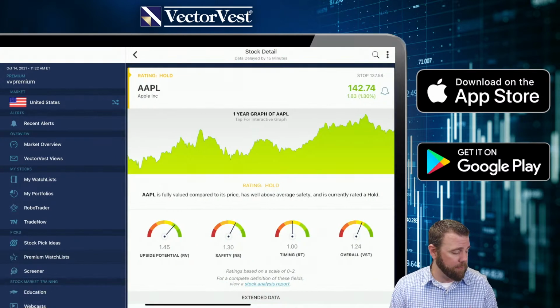AAPL, Apple, good long-term potential, less risk associated with it. However, on a short-term basis, the stock is flat at an RT rating of 1.0. It's not going up, it's not going down, basically just treading water for the time being. Overall, good stock, but keep your focus on the RT for now.